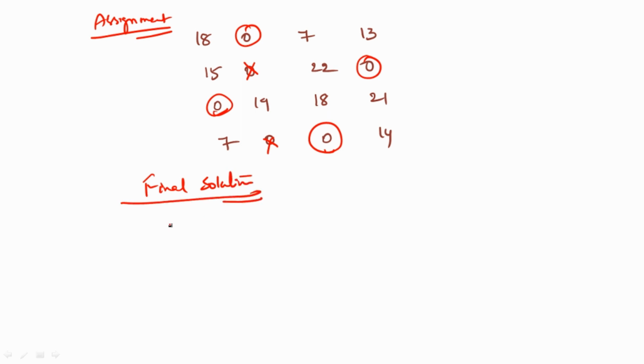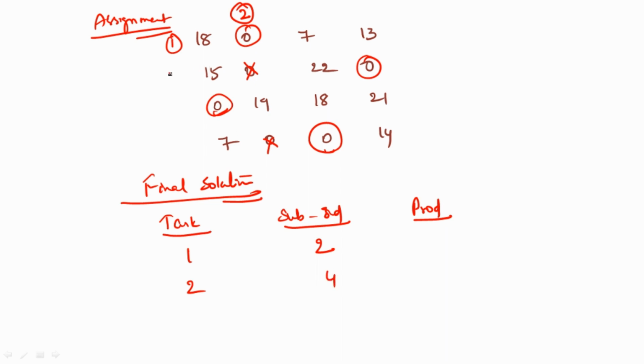So your final solution will be: task will be the first column, subordinate will be the next column, production will be the next column. Now, task 1 is given to subordinate 2, correct? Here, this is task 1 which is given to subordinate 2. Task 2 is given to subordinate 4, correct? Task 3 is given to subordinate 1. Next, task 4 is given to subordinate 3.